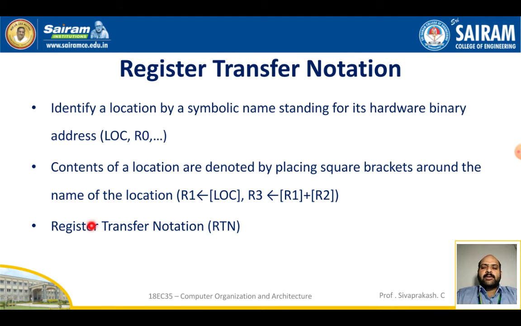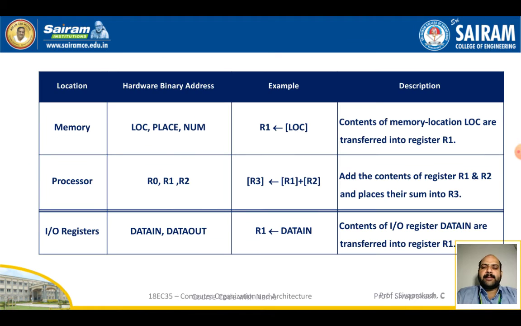Then the register and this kind of information, this kind of representation, is going to be called register transfer notation. Let us see an example. The location may be a memory, or a processor, or an IO register. How the hardware binary data is represented can be as a location, place, or number. And register processors always deal with registers.